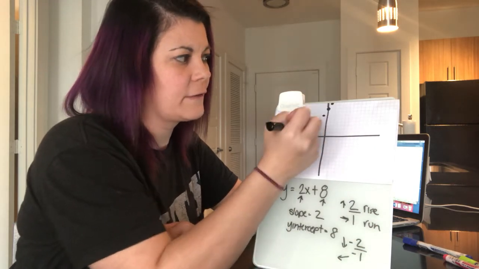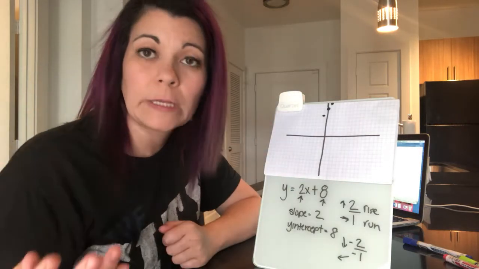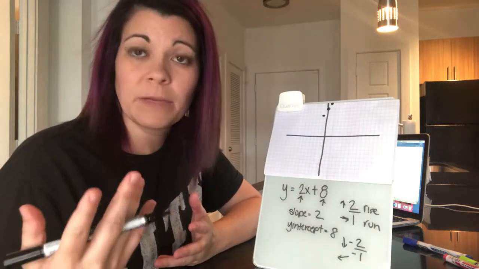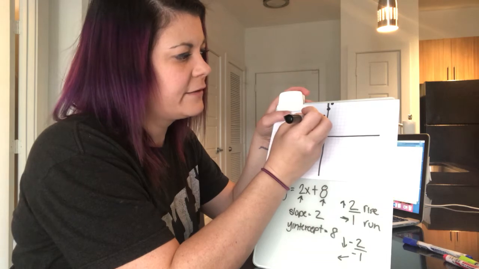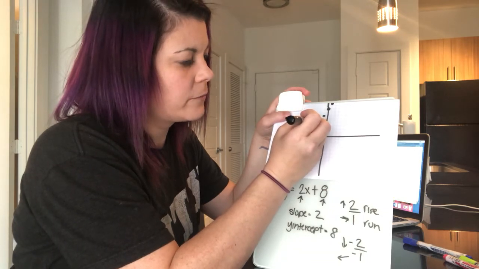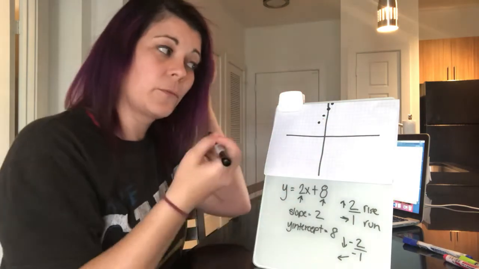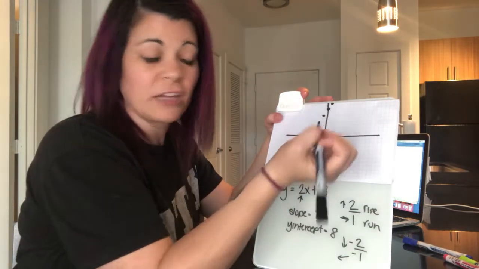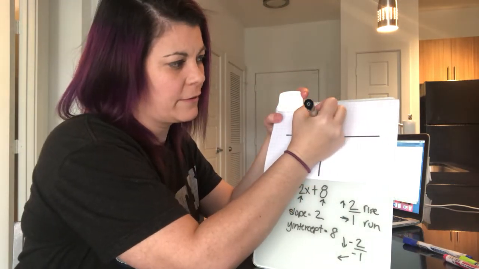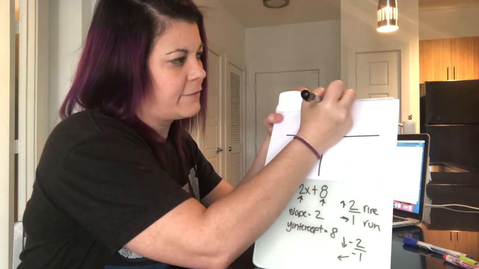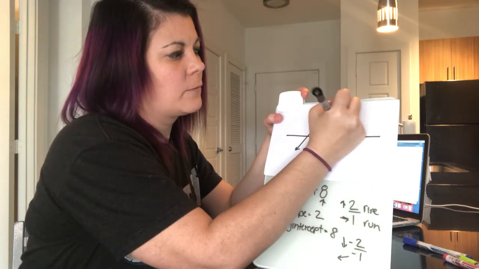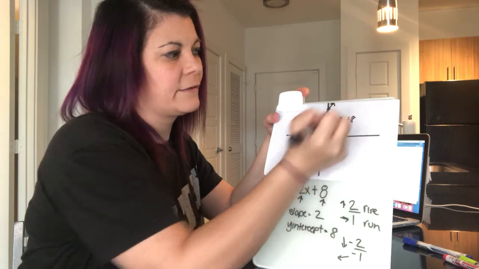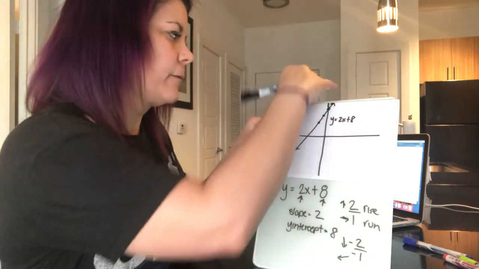And you should see that they're lining up in a line because these are linear equations, and linear means straight line. So we can continue to do that, down 2, over 1. You actually only need like 2 points to see where the line's going. We can graph it there, and this is the line y equals 2x plus 8. Okay, so let's do another one.